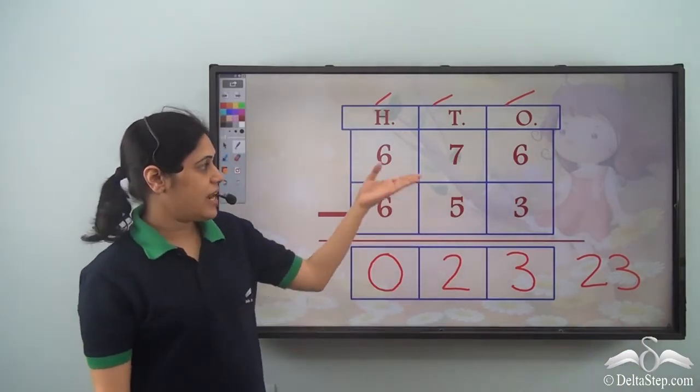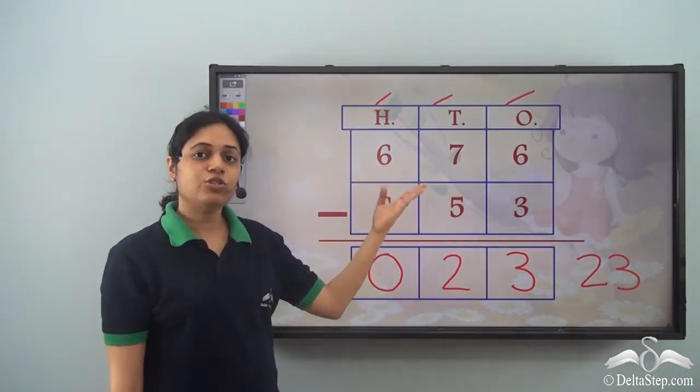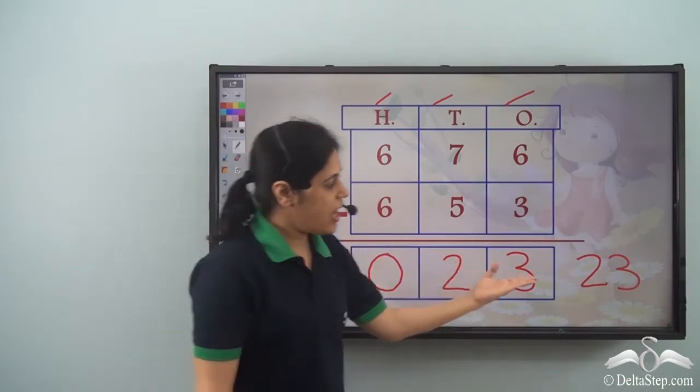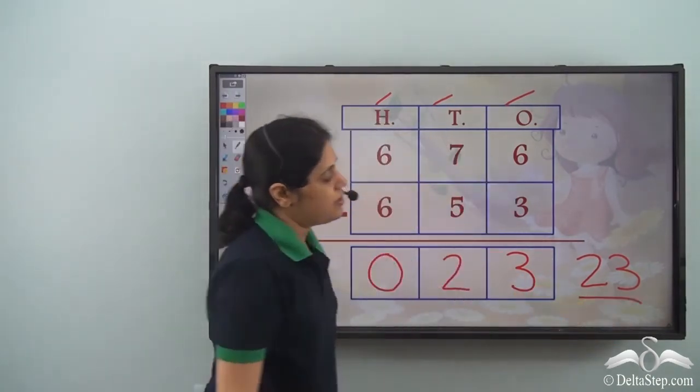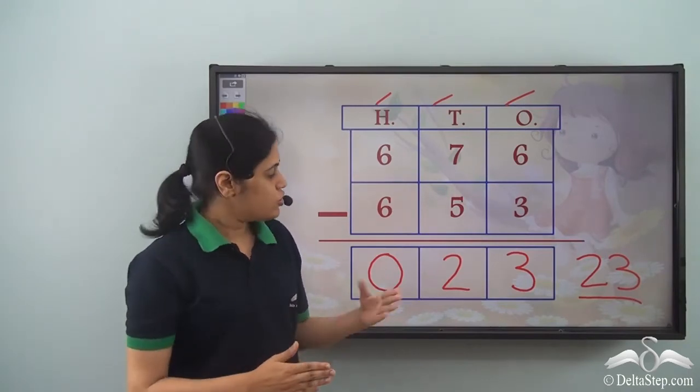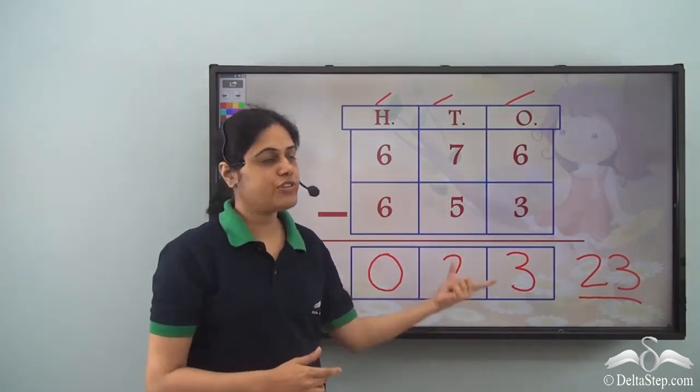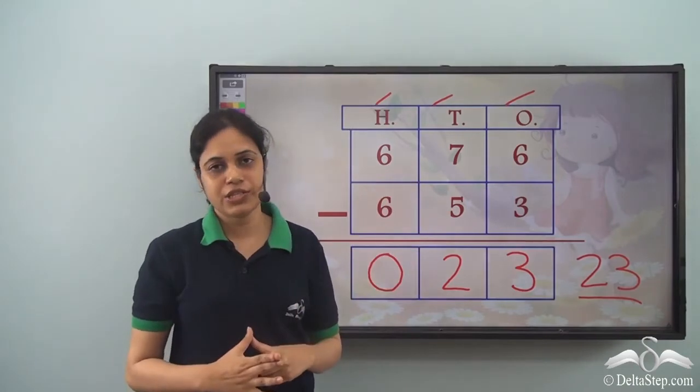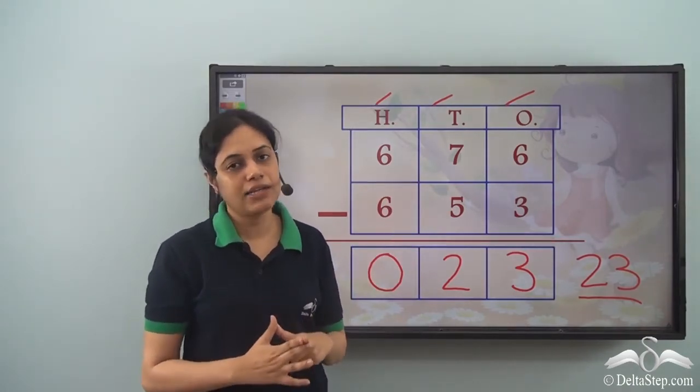So we see that when subtracting two 3-digit numbers, I have got the answer as a 2-digit number, which is possible. So this is the difference of these two 3-digit numbers. 23 is the answer.